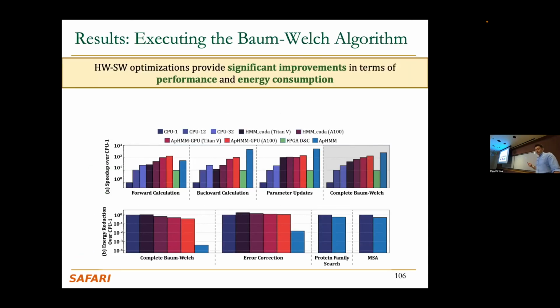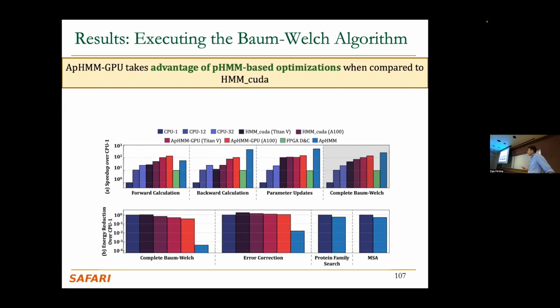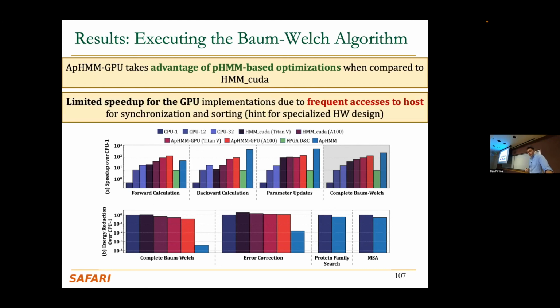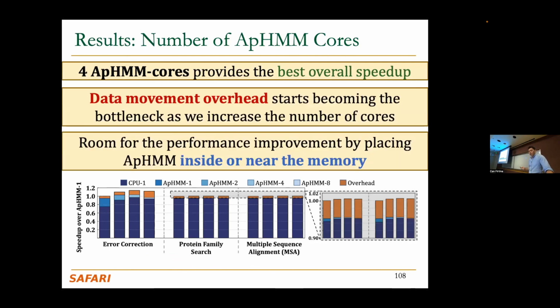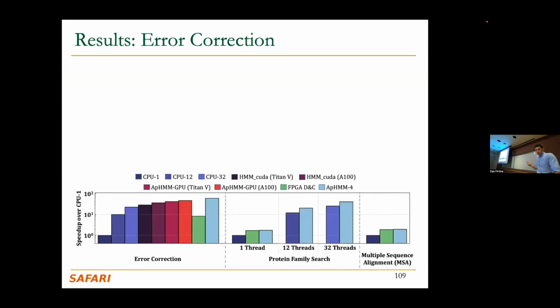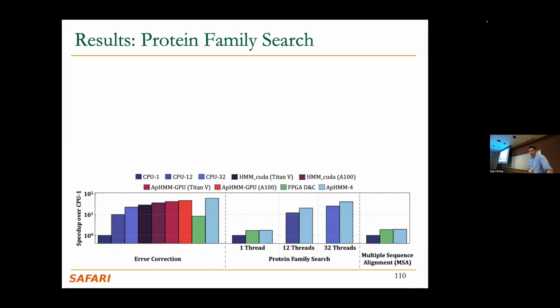We show that ApHMM improves speedup and energy. We also provide a GPU implementation, which is better than the state of the art. We also decide how many cores we should use. You can check these in the preprint that's going to be available soon. We show that all of the applications that use PHMMs are accelerated with ApHMM significantly, especially error correction, because the Baum-Welch algorithm dominates the entire execution time of error correction.